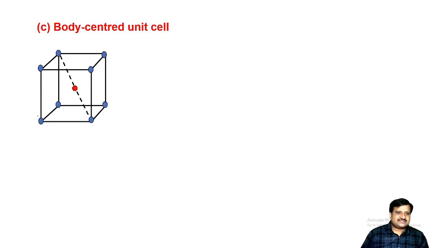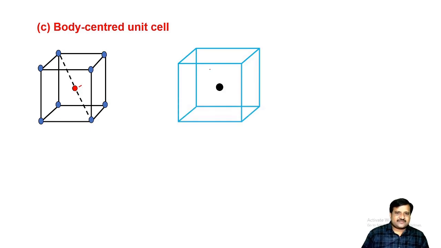So the next one is body centered unit cell. For body centered unit cell, there are 8 corners, 8 atoms, and also at the center of the unit cell, 1 atom. The center point contributes to only one unit cell. So this center point belongs to only one unit cell.